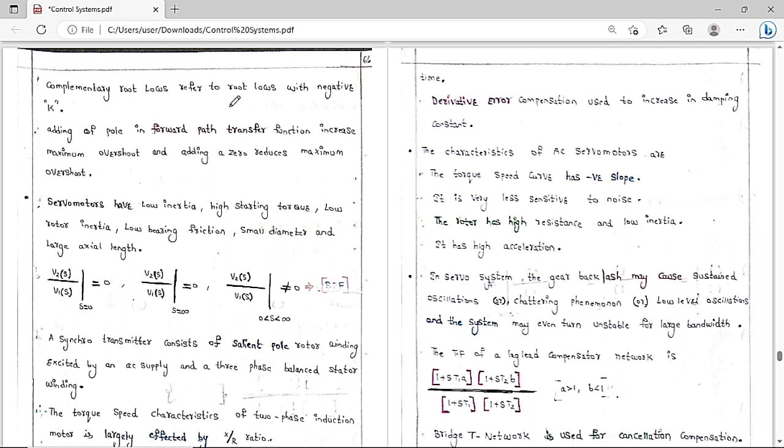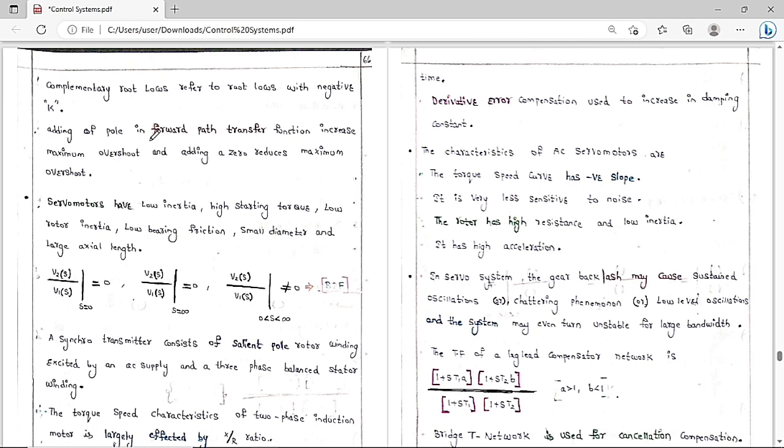Complementary root locus refers to the root locus with the negative k. I already told you regarding the complementary root locus. So what is the meaning of complementary root locus? It is a root locus with a negative value of k. That is called a complementary root locus. Root locus means positive value of k, and complementary root locus means a root locus with a negative value of k.